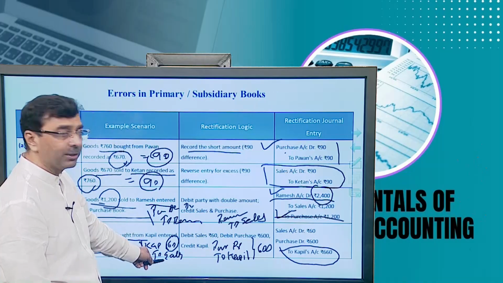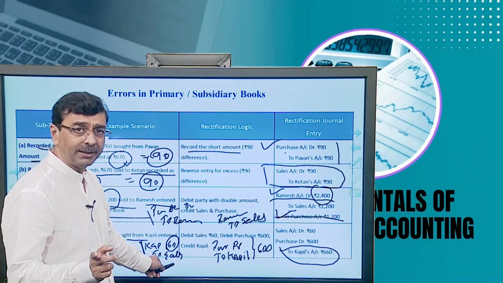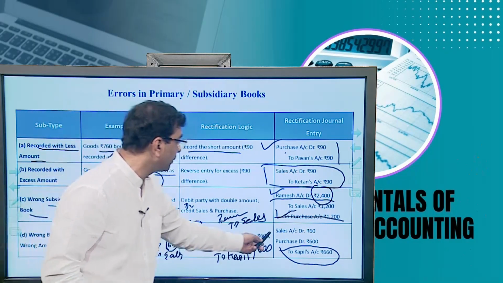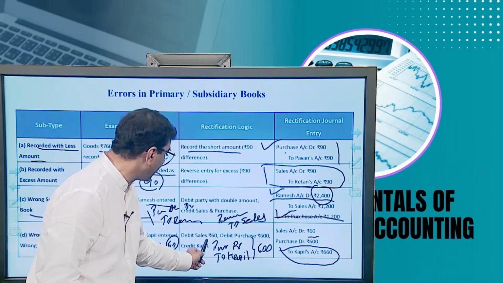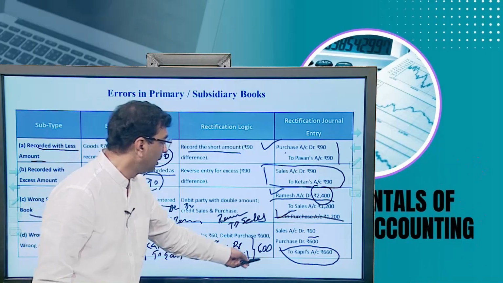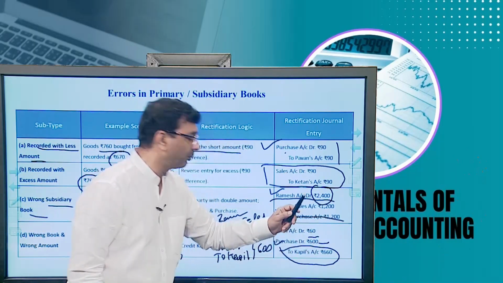The second correction is the reverse of this entry. That means sales was actually credited here, which has to be rectified. So sales has to be debited. So sales account is debited with the mistaken 60 rupees. And what is the right part? The purchase account has to be debited with the 600 rupees.